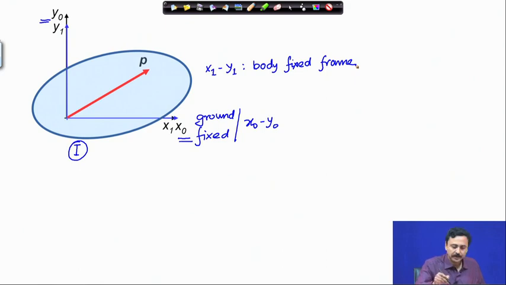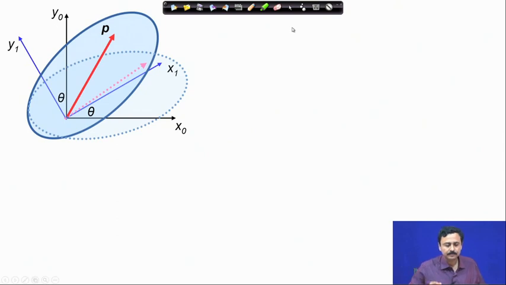What happens when we rotate the body? x 1 y 1 has rotated by this angle theta, as you can see. This was the initial position of point P, and now the new position of point P is here. Our objective is to locate the new point P in x 0 y 0.